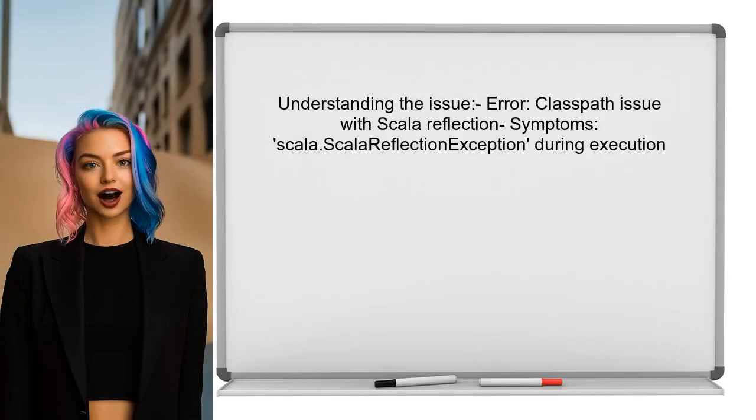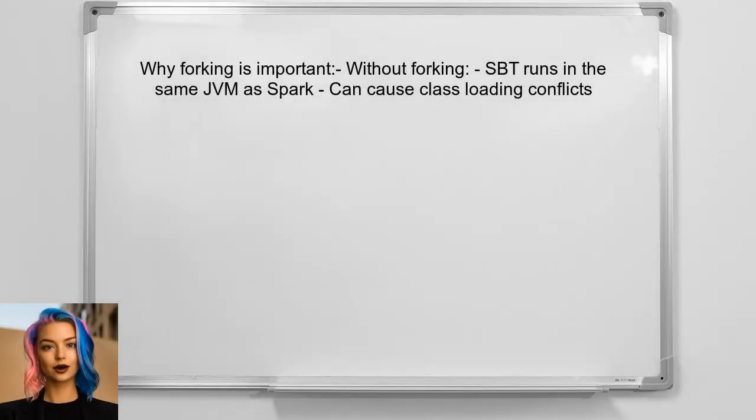To understand why adding fork in run equals true resolves the issue, let's first look at the problem the user encountered. The error message indicates a class path issue related to Scala reflection. When the user runs the application without forking, the SBT process runs in the same JVM as the Spark application.